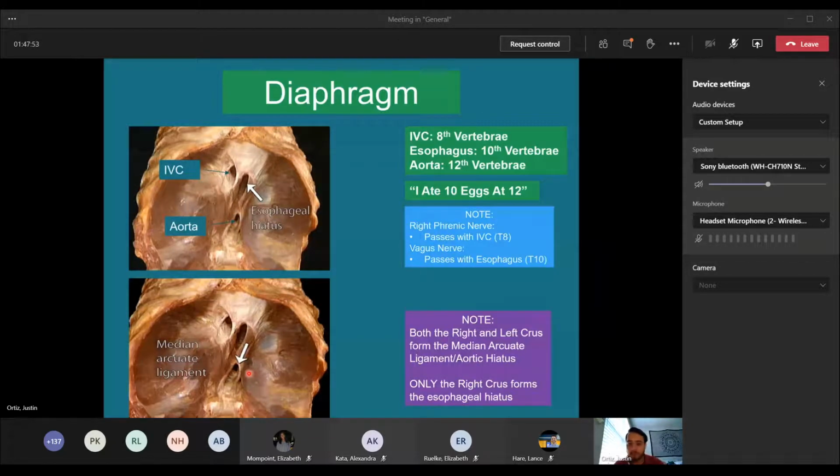And then note that, again, I would just note this. He talked about it a little bit. I would just note it that the right phrenic nerve is going to pass through the IVC at T8.